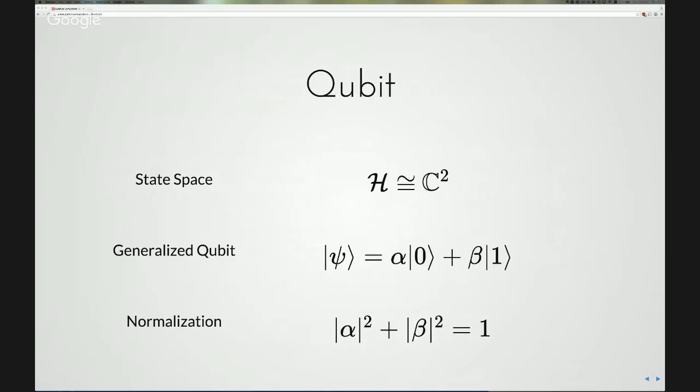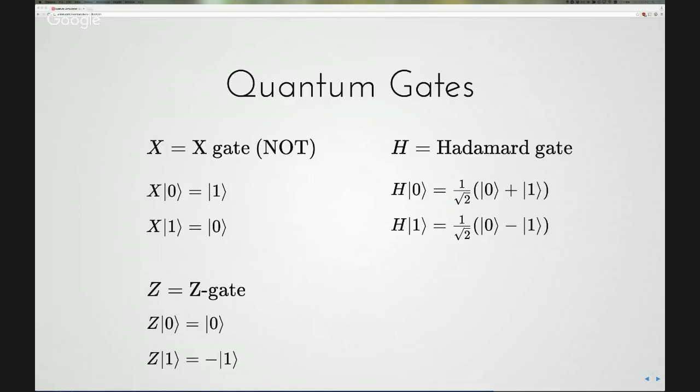So yes, a qubit really is a superposition of 0 and 1, and the Hilbert space must be isomorphic to a two-dimensional complex vector space because alpha and beta are complex numbers, and the normalization condition just follows from what we talked about before. If you want psi to be a unit vector, the squared moduli of the two coefficients must add up to 1. So here are some examples of quantum gates.